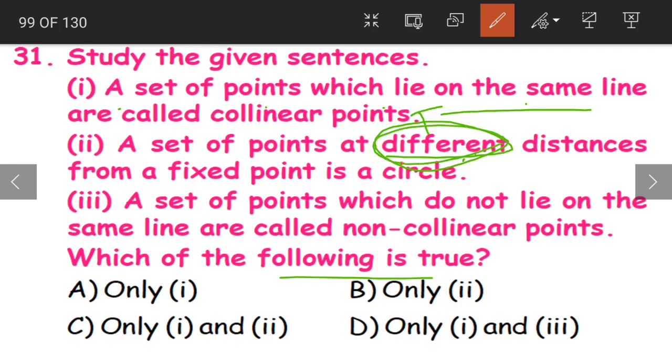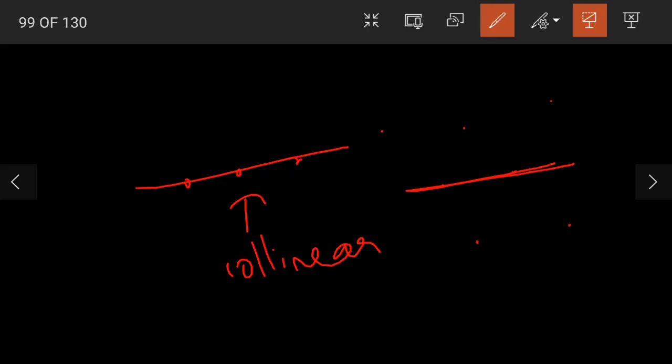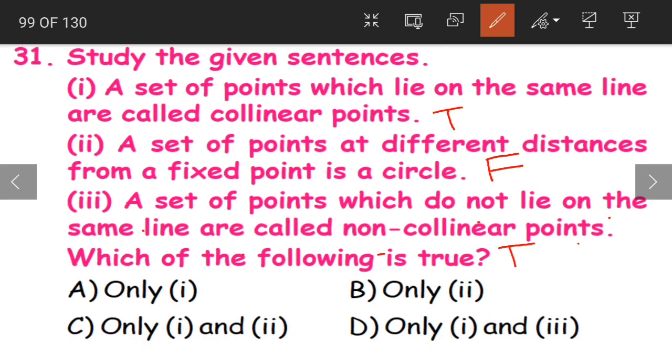But here they are saying that they are at different distances. So statement 2 becomes false. Coming to statement 3, a set of points which do not lie on the same line are called non-collinear points. What did I say? When we have a set of points which are on the same line, we call them collinear points. Now if we have a set of points that do not lie on the same line, what will they be called? They will be called non-collinear, the opposite of collinear. So again statement 3 is true.